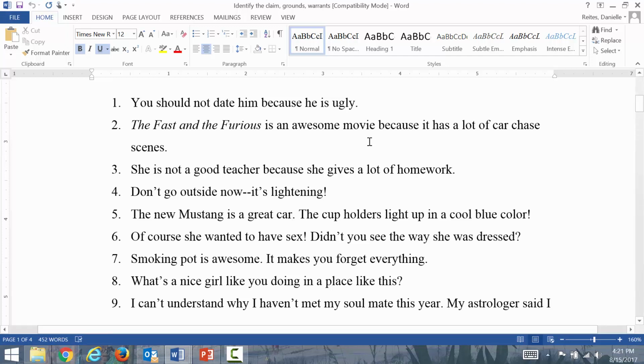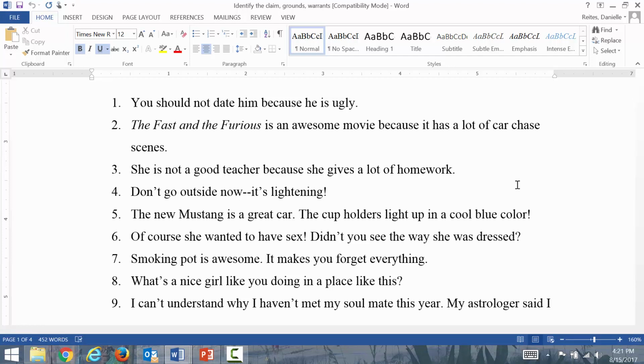So, The Fast and the Furious is an awesome movie because it has a lot of car chase scenes. I disagree with this statement. I'm sorry if you're a Fast and Furious fan. I'm just not a big car chase fan. I like action movies. I just don't like car chases. They bore me.